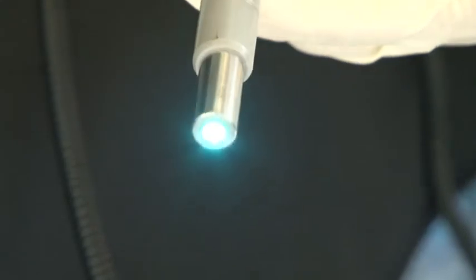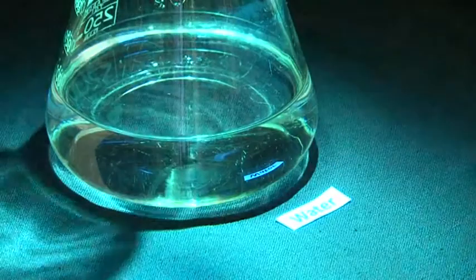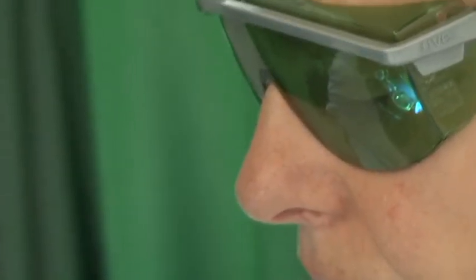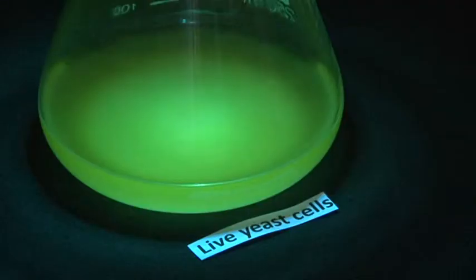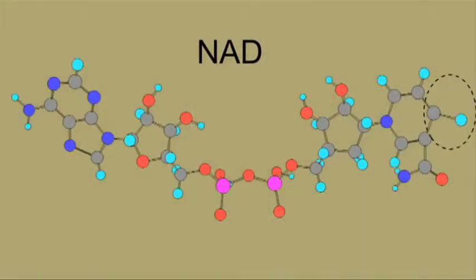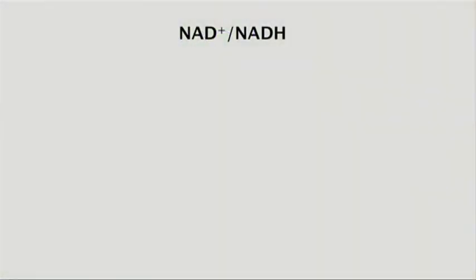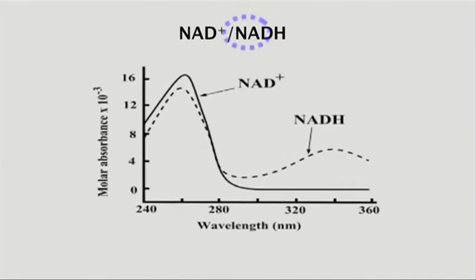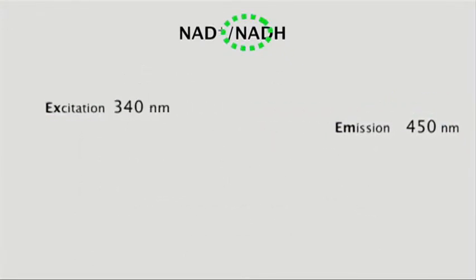The illuminated cell suspension is greenish-blue fluorescent in contrast to water or the cultivation medium. Only the NAD reduced form is fluorescent, with a maximum excitation wavelength of 340 nanometers and an emission of 460. A measure that reflects both the metabolic activities and the health of cells is the balance between the oxidized NAD and the reduced form, called the ratio NAD+/NADH. This allows us to non-invasively follow the intracellular changes.